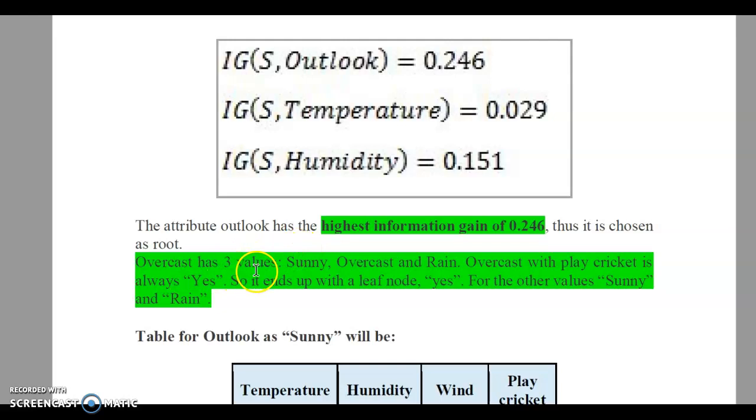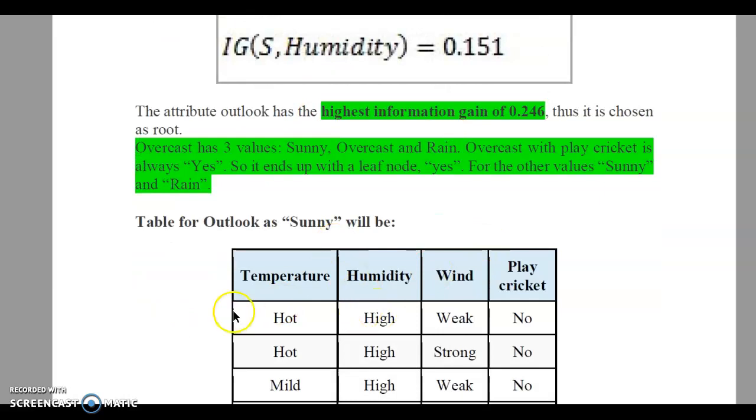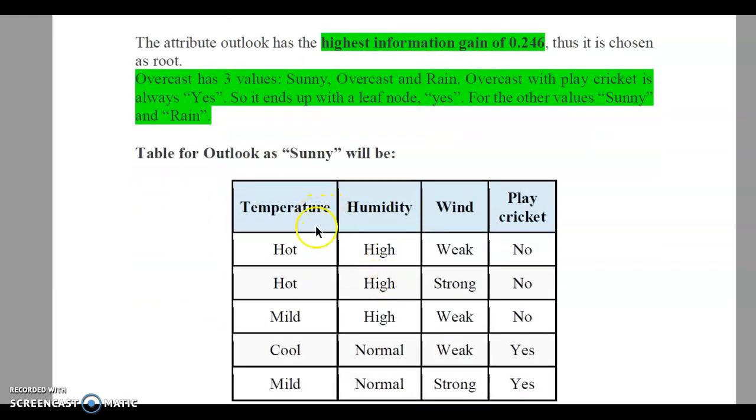Outlook has 3 values: sunny, overcast and rain. For overcast, play cricket is always yes, so it ends up as a leaf node yes. For the other values, sunny and rain, the table for outlook sunny is: temperature hot, hot, mild, cold and mild; humidity high, high, high, normal, normal; wind weak, strong, weak, weak and strong.